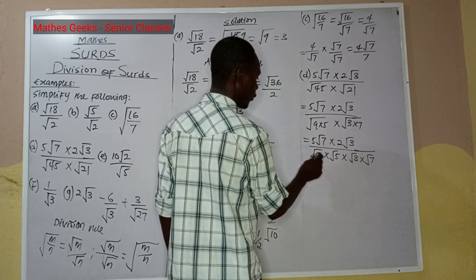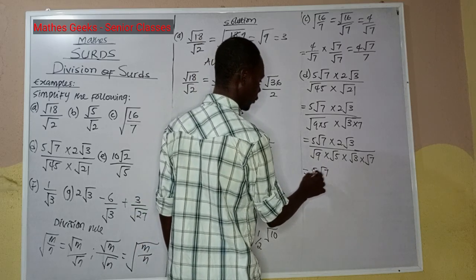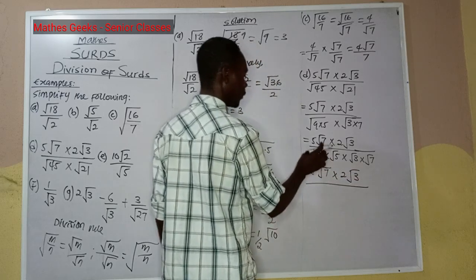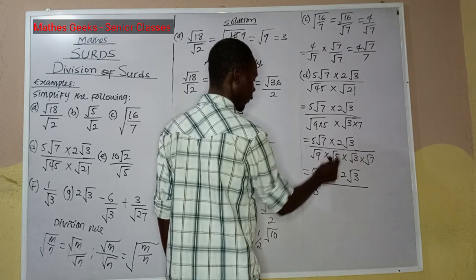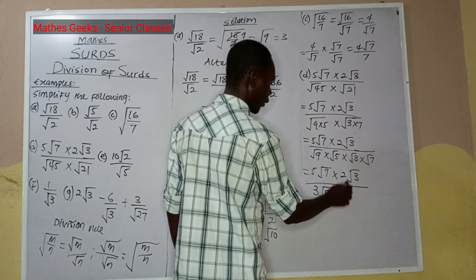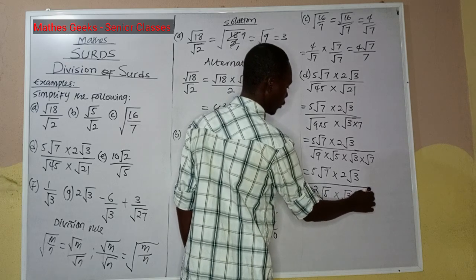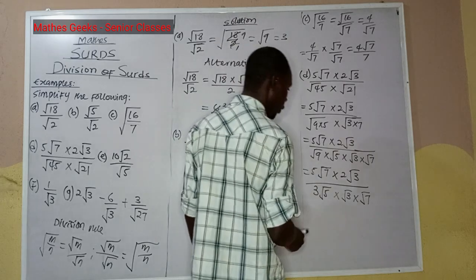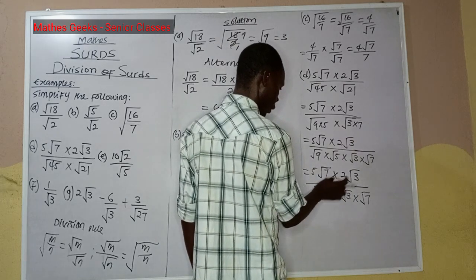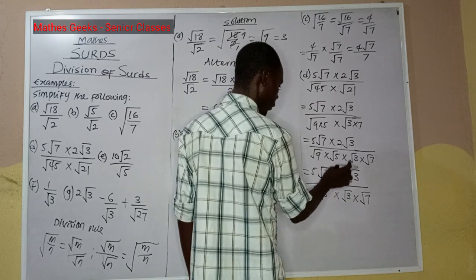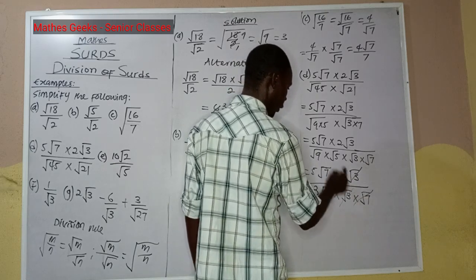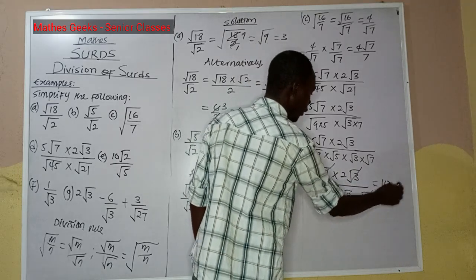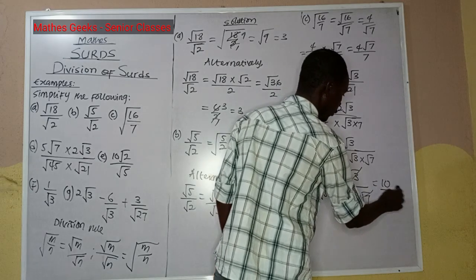And this will give me 5 root 7 times 2 root 3 over root 9, which is 3, 3 times root 5, so 3 root 5 times root 3 times root 7. Since it's multiplication all through, then we can cancel common terms. I have root 3 here and root 3 here, root 7 here and root 7 here. So what is left is 5 times 2. So this is 10 over 3 root 5.